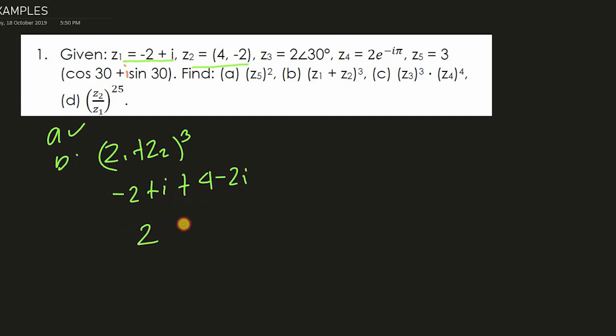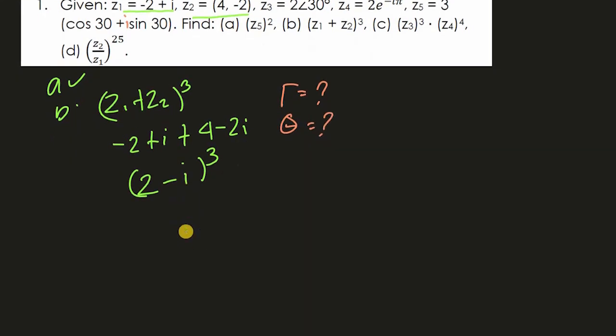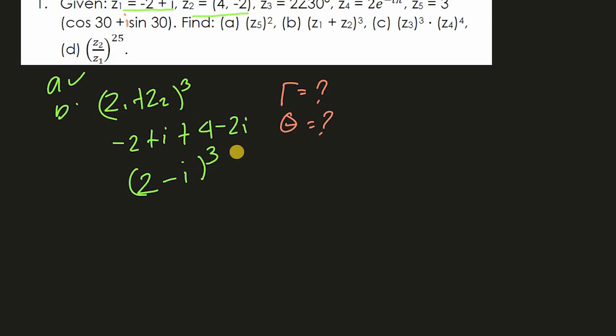I minus 2I is negative I. So, that's 2 minus I. Ito, i-cube po natin to. Pero as I said a while ago, using the De Moivre's formula, ang kailangan natin is the value of the R and the value of a theta. So, since ito nasa rectangular form siya, we convert it to polar form.